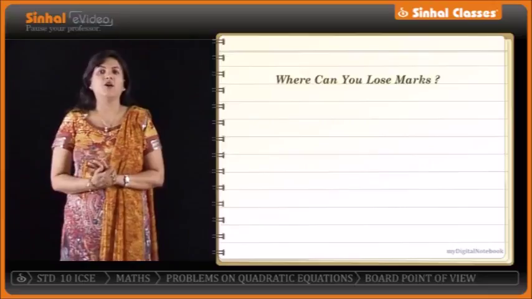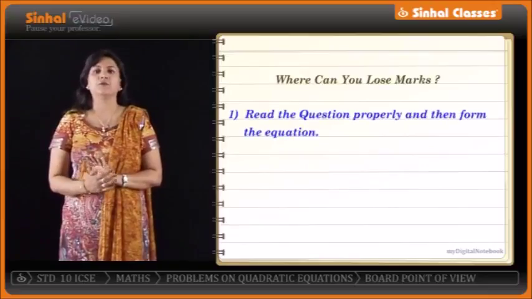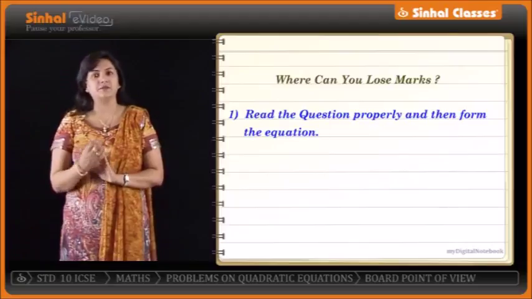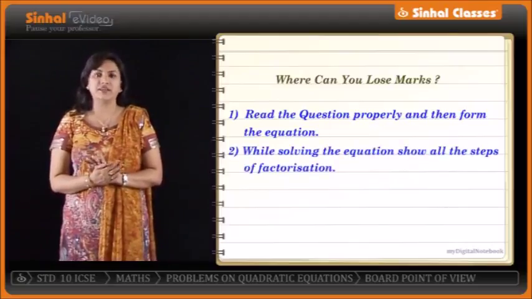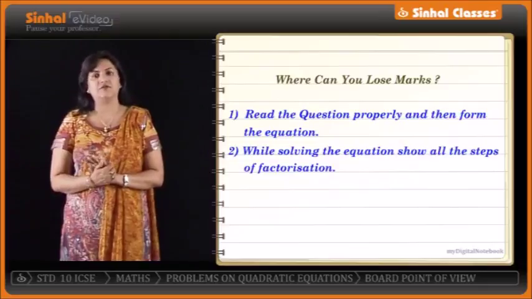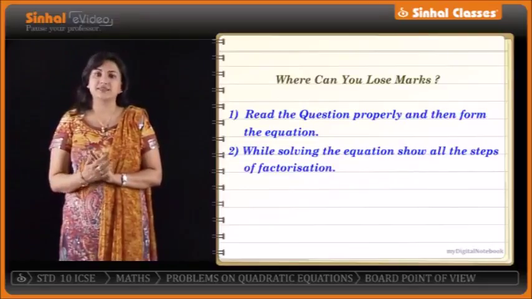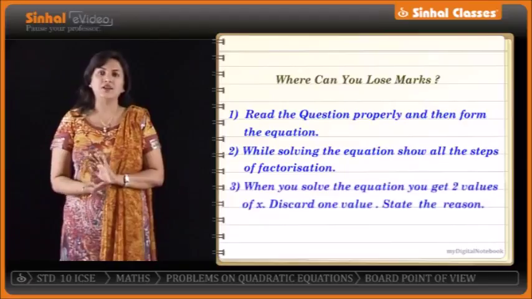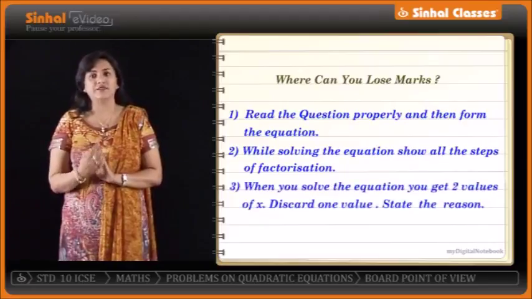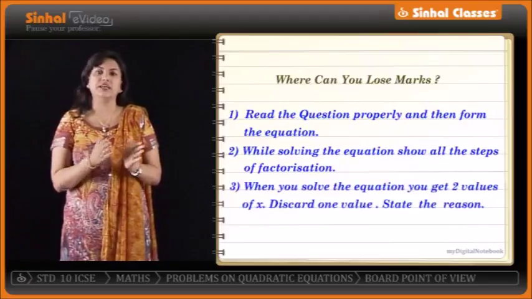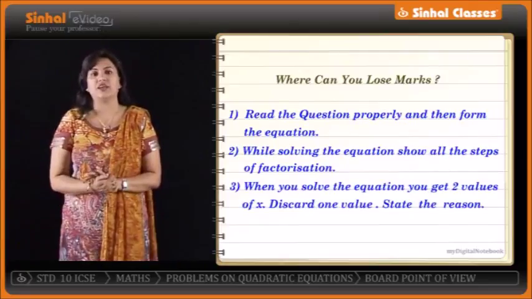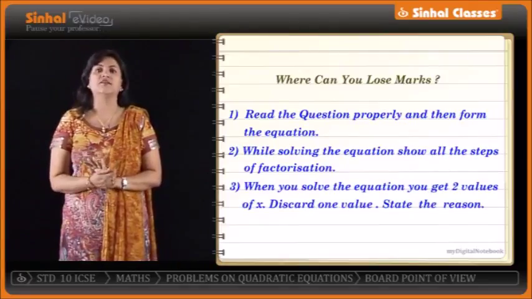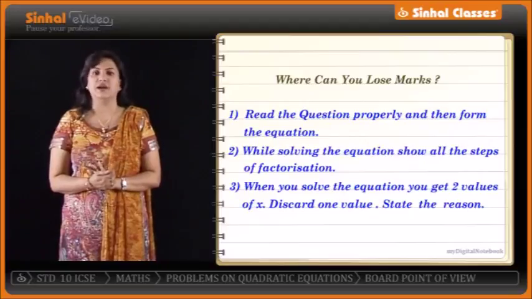First point, always read the question properly and form the equation accordingly. Point 2, when you are solving the quadratic equation, write down all the steps of factorization. Point 3, when you get the answer, you will have two answers. Mostly, one will be accepted and one will be rejected. Show the reason why you are rejecting one answer.